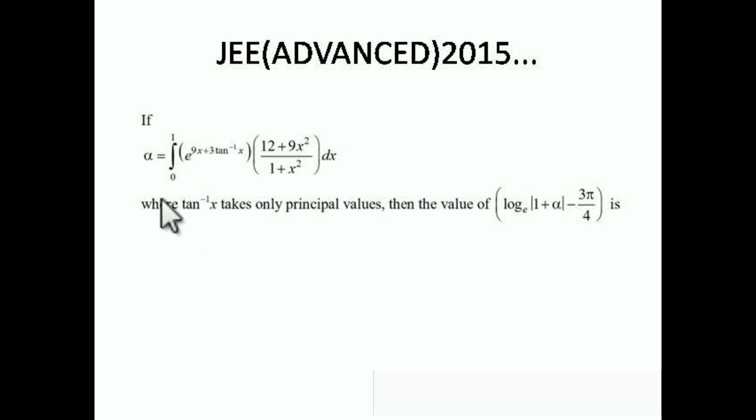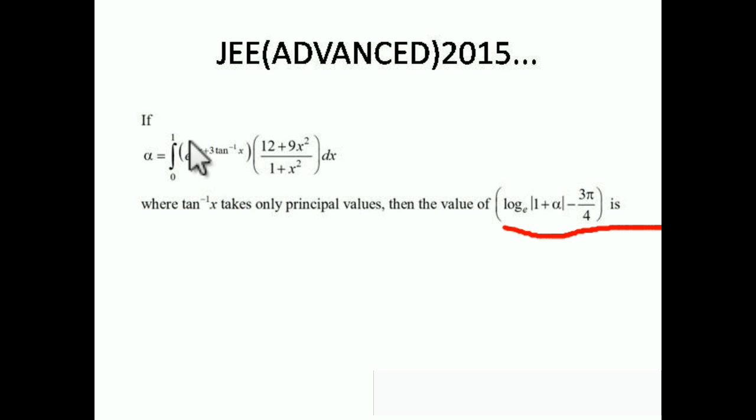Here, if alpha is equal to the integral from 0 to 1 of e raised to 9x plus 3 tan inverse x, times (12 plus 9x square) upon (1 plus x square) dx, where tan inverse takes only principal values, then the value of log mod 1 plus alpha with the base e minus 3 pi by 4 is. Okay, we have to find out this value, and for that we have to find out the value of 1 plus alpha, and for that we have to find out the value of alpha.